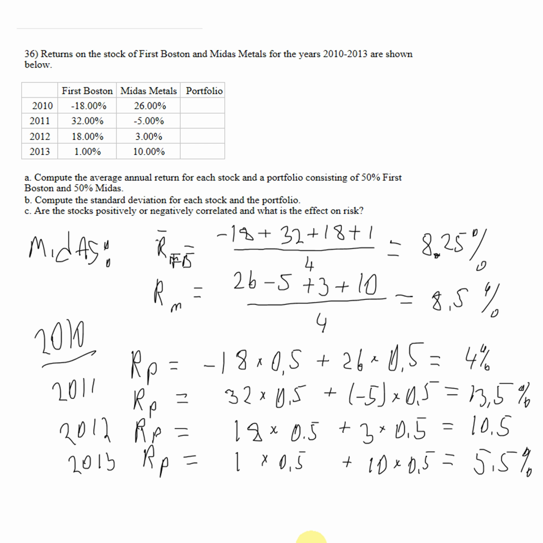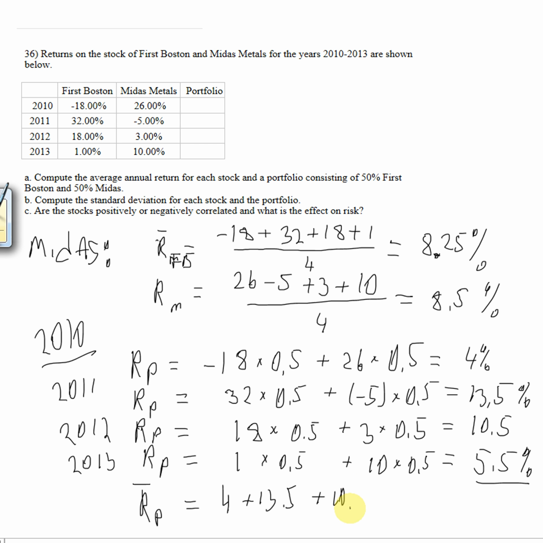Now that we have portfolio return for each year, we can calculate the average portfolio return for whole period, from 2010 to 2013. That will be the average of all this. So it will be average portfolio return with the bar. Now we have 4% plus 13.5 plus 10.5 plus 5.5, all of it over 4. So that gives us something like 8.38%. So that's average portfolio return now.